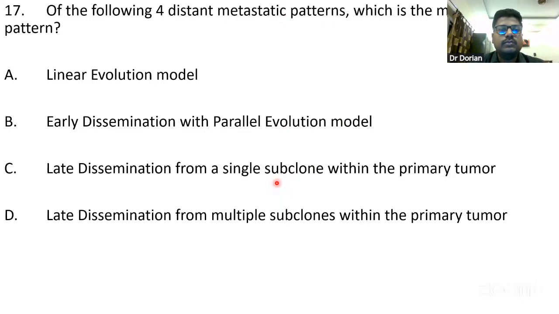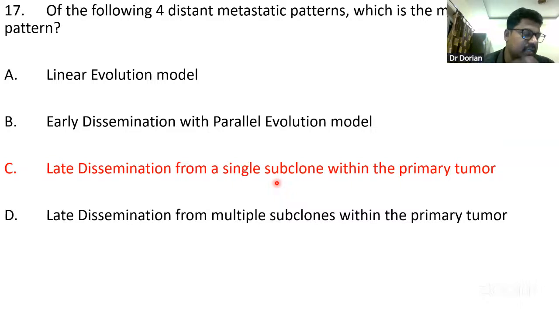So this one question: of the 4 distant metastatic patterns, which is the most accepted pattern? The most accepted pattern is, yes, sir, all cancers to start with are monoclonal. They develop multiple mutations and become polyclonal. All cancer cells arise from a single cell. They are monoclonal. During the course of survival to establish distant metastasis, they need to differentiate into multiple subclones. That's how it survives.